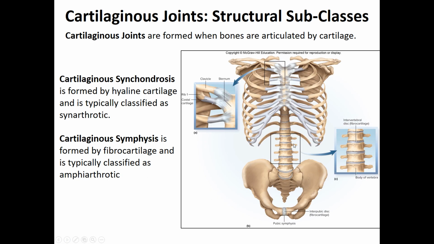Cartilaginous joints are so named because the bones are articulated through a piece of cartilage. Cartilaginous synchondrosis is the classification given to joints which use hyaline cartilage. Cartilaginous symphysis is the classification given when fibrocartilage is what's joining the two articulating bones. Here you can see an example of a cartilaginous synchondrosis within costal cartilage, anchoring your ribs to the sternum. You can see cartilaginous symphysis joints in the pubic symphysis, as well as intervertebral discs.